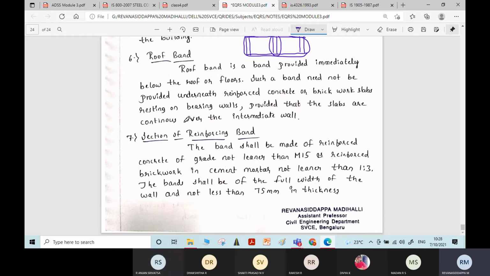And there is a guideline with respect to the section of the roof band.